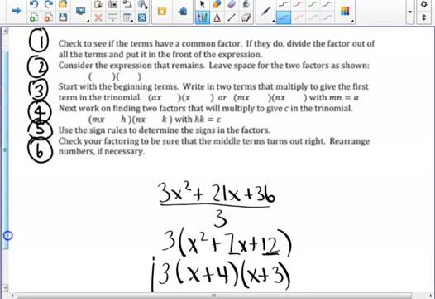Make sure that you check your signs, which we went over in the previous lesson. Always check your factoring to be sure that the middle terms turn out right. Rearrange your numbers if necessary.